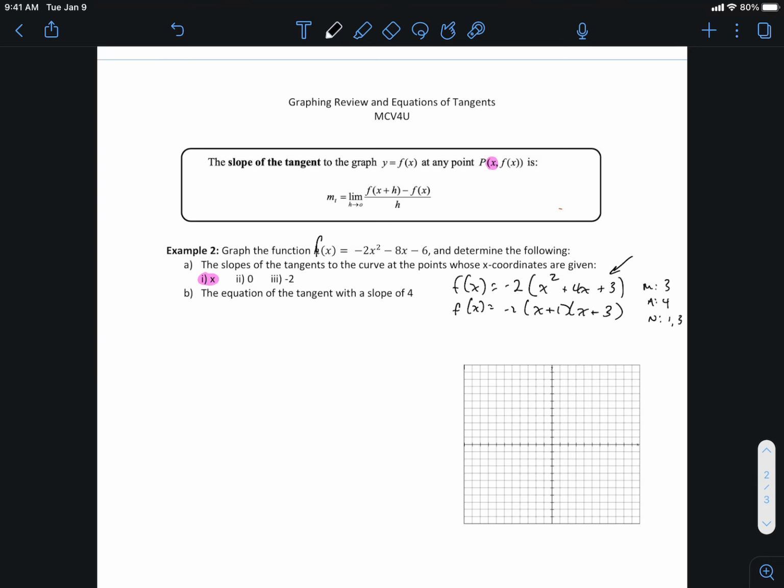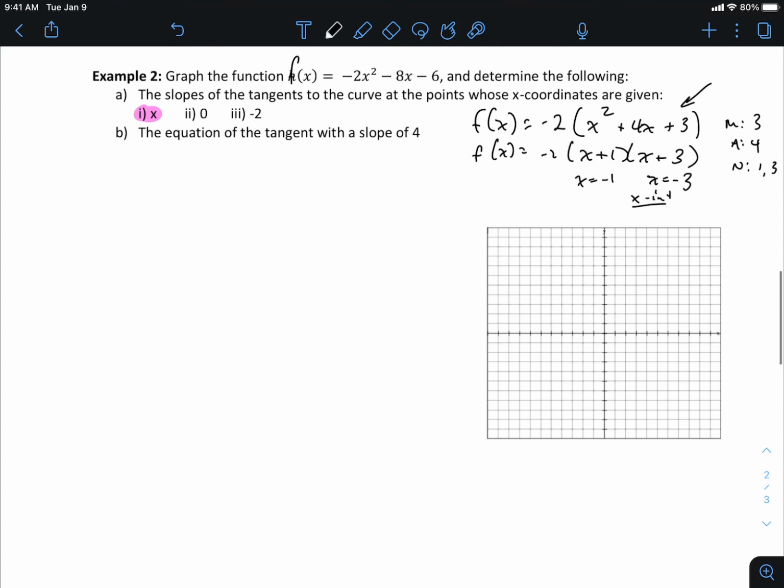What we call the zeros, the root solutions of this graph, x is equal to negative 1 and x is equal to negative 3. Okay, those are your two x-intercepts. So we go down here, we can plot these two points, right? You guys know how to do this. We can go here. There's one of your x-intercepts. Here is the other. Those are your two x-intercepts.